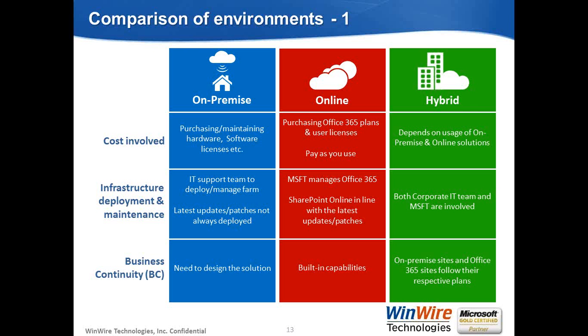For the online version, you will have the purchasing of the Office 365 plans and user licenses. In this case, you only pay as you use. So if you have taken, say, an E1 plan, that is an enterprise plan from Office 365, with 10 user licenses, the cost will ideally correlate to the cost of the E1 plan plus the 10 user licenses. So tomorrow, if you increase the number of users in future, say, to 20, then the cost will change to the E1 plan plus 20 users. And in terms of the hybrid, the cost will be from both the on-premise version and the online version.